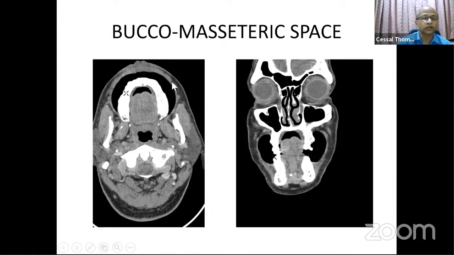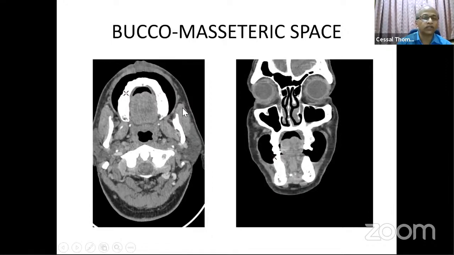So including both buccinator and the masseter, it's called the bucco-masseteric space. In the bucco-masseteric space, if you look carefully, you can see one strand-like structure. This is nothing but the parotid duct. From the superficial lobe of the parotid gland, the parotid duct or Stensen's duct starts from here.